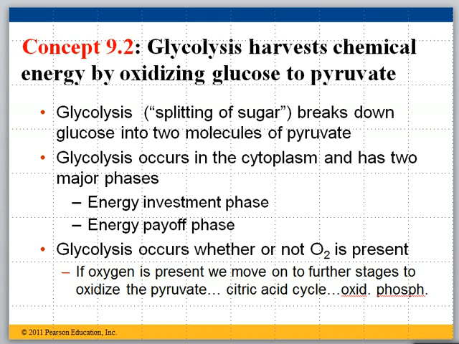Glycolysis happens whether oxygen is there or not, so this does not need oxygen to occur. And so that means glycolysis can occur in environments that have no oxygen or with living creatures that live in environments that are deprived of oxygen. If oxygen is present, we would move from glycolysis on to other stages where we would oxidize the pyruvate, we'd go on to the citric acid cycle, and then to oxidative phosphorylation. So this first stage, glycolysis, can happen whether there's oxygen or not, but it does require oxygen for us to move forward after this first stage.